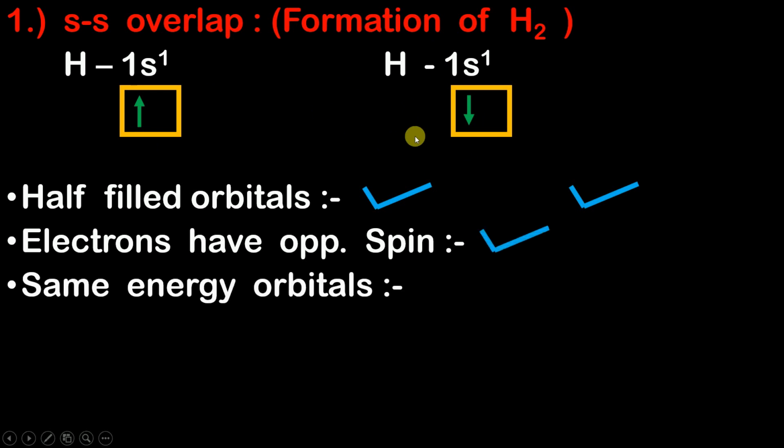The next thing to look out for is whether they have same energy orbitals. Yes, this 1s has the same energy as the other 1s. There is no energy difference between them, so this criterion is also satisfied. Okay, now moving on.